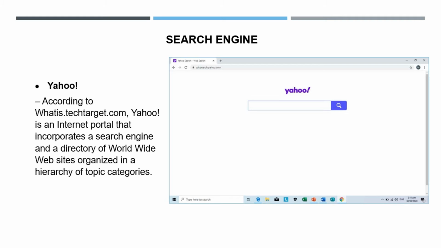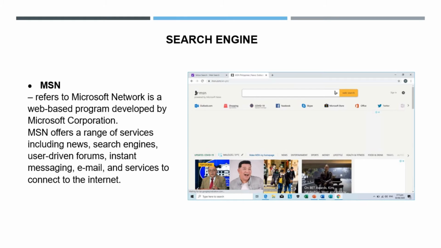We also have Yahoo. According to whatis.techtarget.com, Yahoo is an internet portal that incorporates a search engine and a directory of worldwide websites organized in a hierarchy of topic categories. MSN. It refers to Microsoft Network and is a web-based program developed by Microsoft Corporation. MSN offers a range of services including news, search engines, user-driven forums, instant messaging, email, and services to connect to the internet.